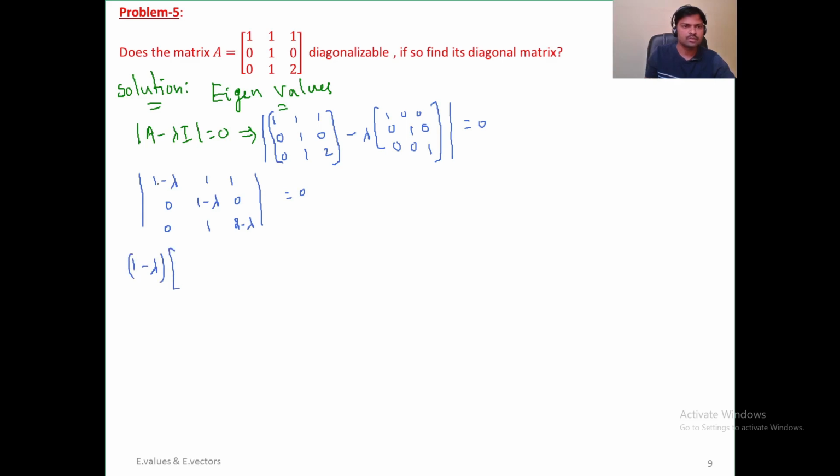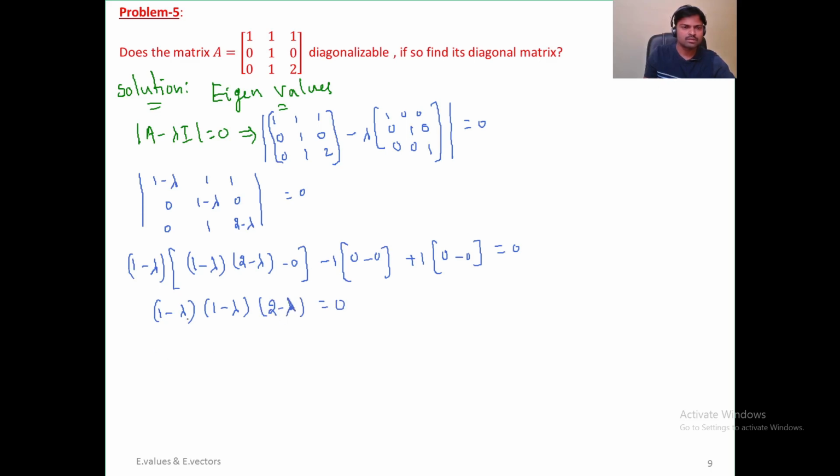expand through this entry 1 minus lambda. So 1 minus lambda into 2 minus lambda, and minus 0. Next one, through 1 minus 1 into 0 into this 0 and 0, so 0 minus 0. Next plus 1 into, through this entry, 0 into 1 and 0 into 1 minus lambda is 0. So 0 minus 0 equal to 0. Now expand it. So 1 minus lambda into 1 minus lambda into 2 minus lambda equal to 0.